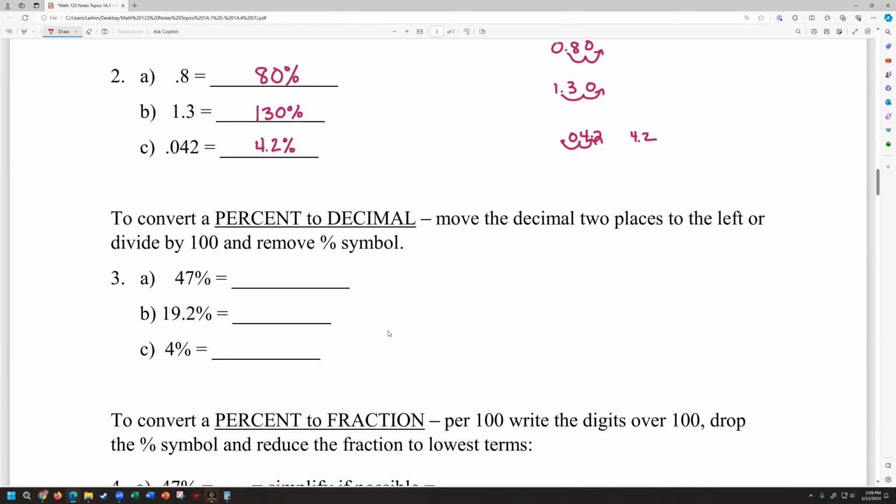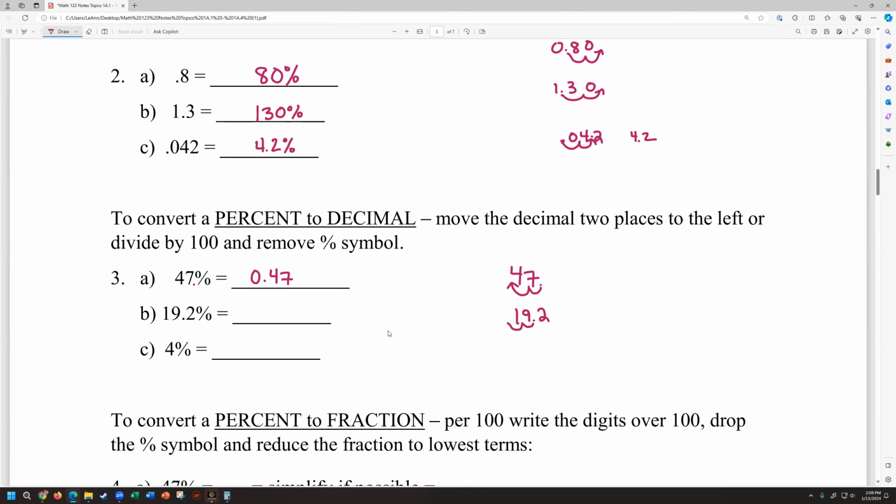To convert a percent to a decimal, you go the opposite direction. So you move your decimal place 2 places to the left, or you can think about this as divide by 100 and remove the percent symbol. So I like to move the decimal. I think it's easier. So if you don't see your decimal, it's at the end of the digit. So if I'm moving this 2 places to the left, 47% as a decimal would be 0.47.